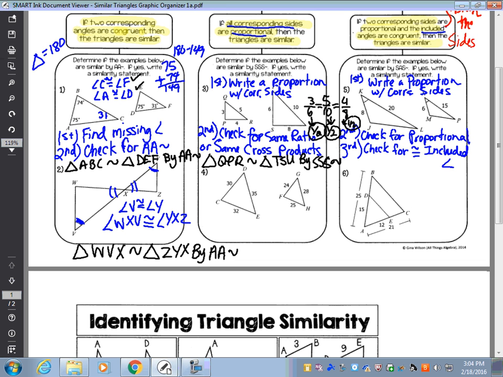Gotta check all 3 sides. All right, so for example 4, we're gonna do the same thing. Do side, side, side. What could I write? Hector, what could I write for? Give me a side, something I could write. CD and FG. All right, that means 30 to 24. That is right. I could write that one.